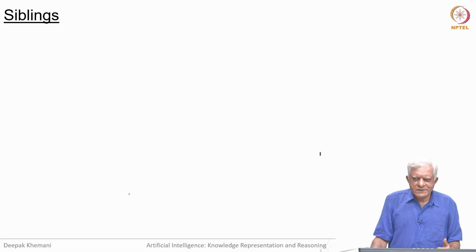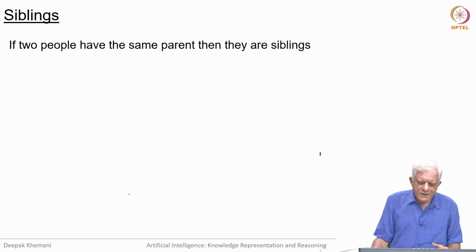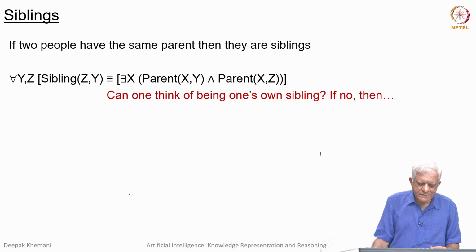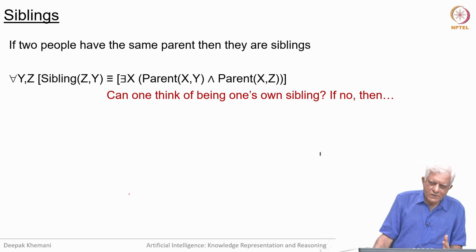So, the next thing one would talk about is siblings. If two people have the same parent, then they are siblings essentially. So, let us adopt that definition. That can be expressed as saying that for all y z, z is a sibling of y is equivalent to saying that there exists an x such that x is a parent of y and x is a parent of z. So, the same x is the parent of both y and z, then z and y are siblings.